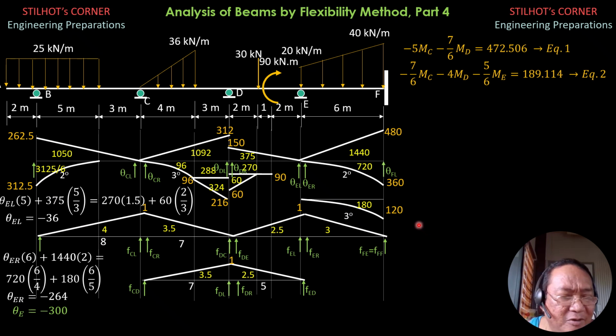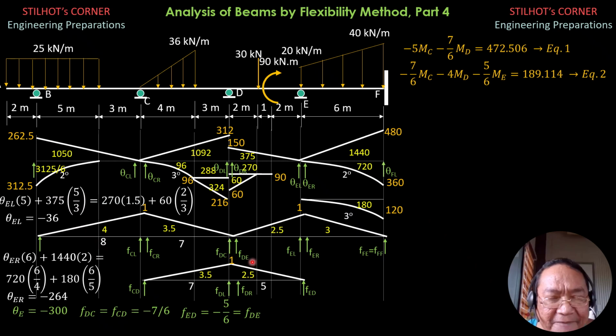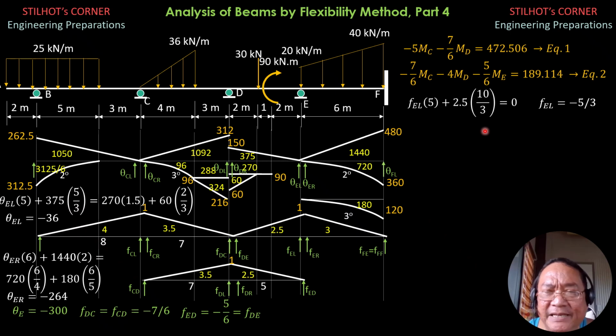So we already have theta E. So we need FDE, already computed from preceding slides. So let's recall them. FCD is negative 7 over 6. FED, which is FDE, is negative 5 over 6. So having found that, let's solve for FE left. So FE left times 5 plus 2.5 area times 2/3 of 5, 10/3 equals 0. So FE left equals negative 5/3.